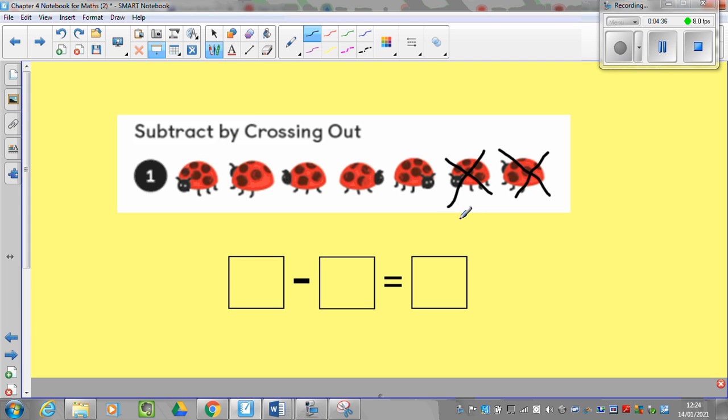So let's do this as a number sentence then. I had 7 to begin with, and then I took away my 2 that are crossed out, and then remaining I have 1, 2, 3, 4, 5 left over. So I can see that 7 take away or minus 2 equals 5.